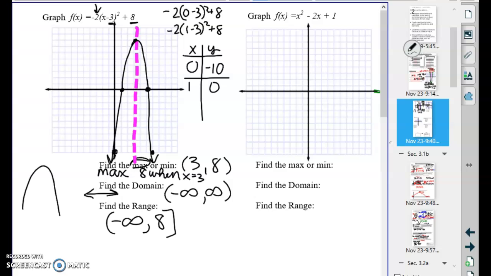So let's check the next one. Well, first of all, I know it's quadratic, so it's going to be a parabola. And it's in standard form, not vertex form.